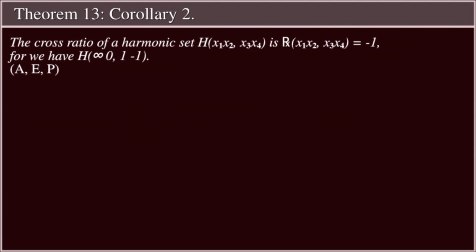Corollary 2. The cross ratio of a harmonic set H(x1 x2, x3 x4) is R(x1 x2, x3 x4) = -1. For we have H(infinity 0, 1 -1). Assumptions A, E, and P.